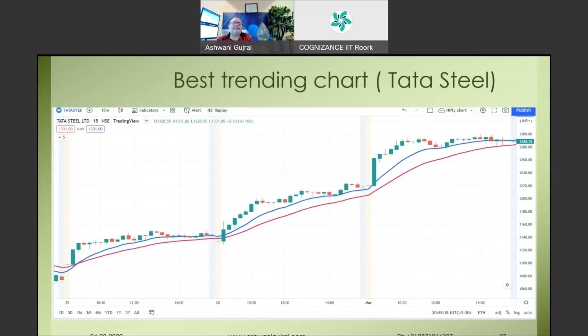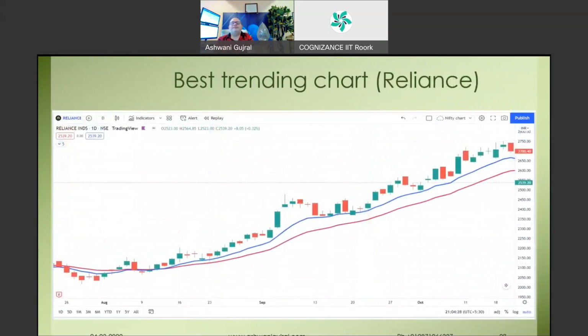Now this is Tata Steel. We have identified the market trend. We have identified the sector trend. Now this is the individual stock trend where each time the averages are touched, you get your buy signal. This is Reliance. Each time the 10 and 20 EMAs are touched, it gives you a nice buy signal, because the market trend and sector is in favor as well.